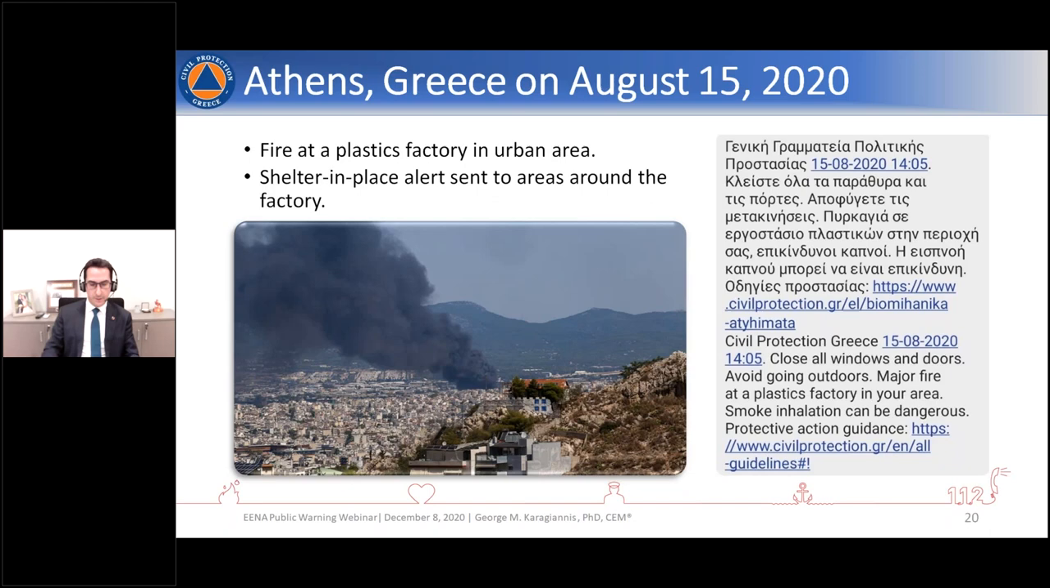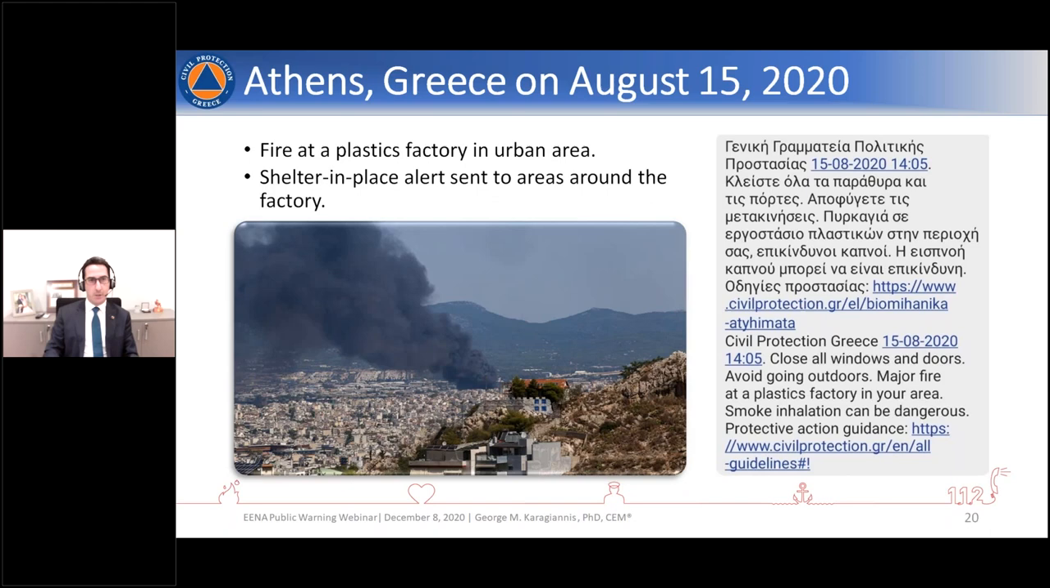This one is from August 15 this year and involves a fire at a plastics factory in an urban area around Athens. August 15 is a national holiday and marks the absolute peak of the holiday season in Greece. The smoke plume from the fire was extending well over Athens and was visible a few kilometers away. We sent a shelter-in-place alert to areas around the factory.